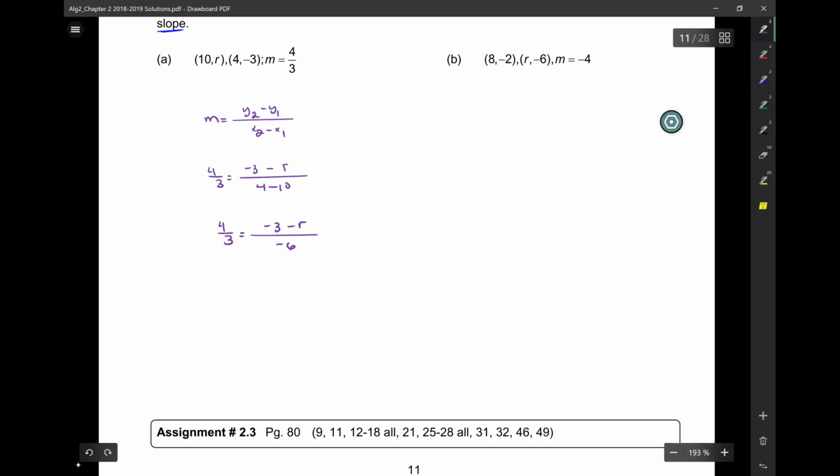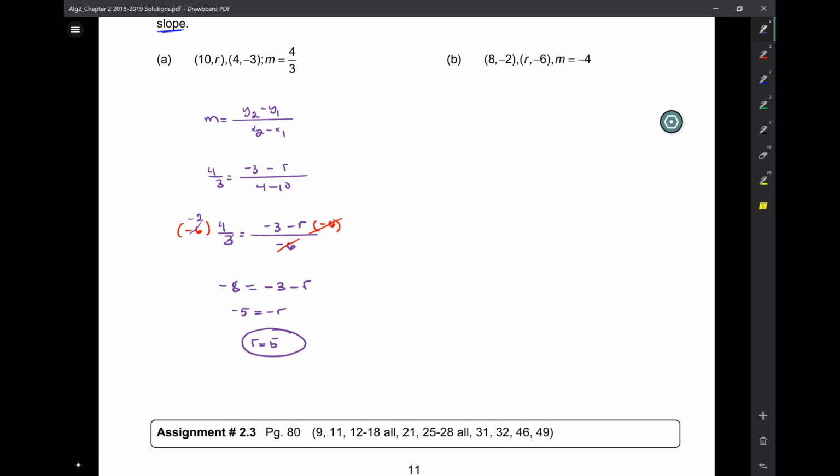Okay, so you could do it both ways. You can either multiply both sides by negative 6, or you could cross multiply. Both work equally well. Let's multiply both sides by negative 6. So these will go away. Can you simplify negative 3 and negative 6? Right, so negative 6 and 3, that'll be negative 2 times 4, that's negative 8, equals negative 3 minus r. Then add 3, so negative 5 equals negative r. R is 5. Okay? All right, next one.